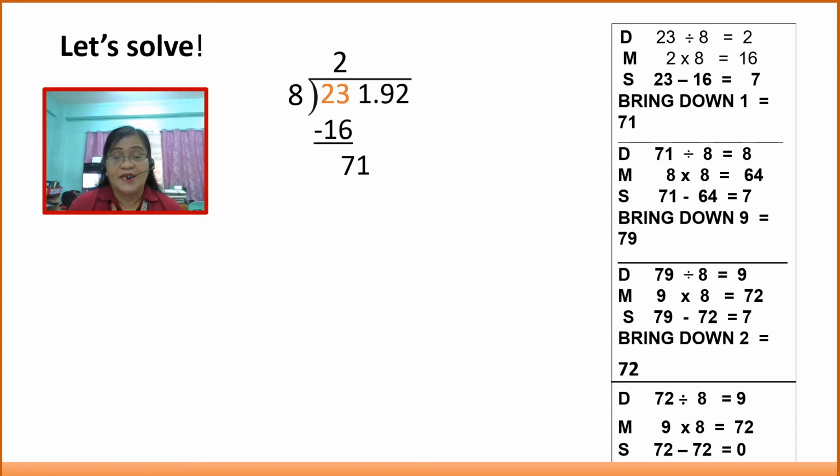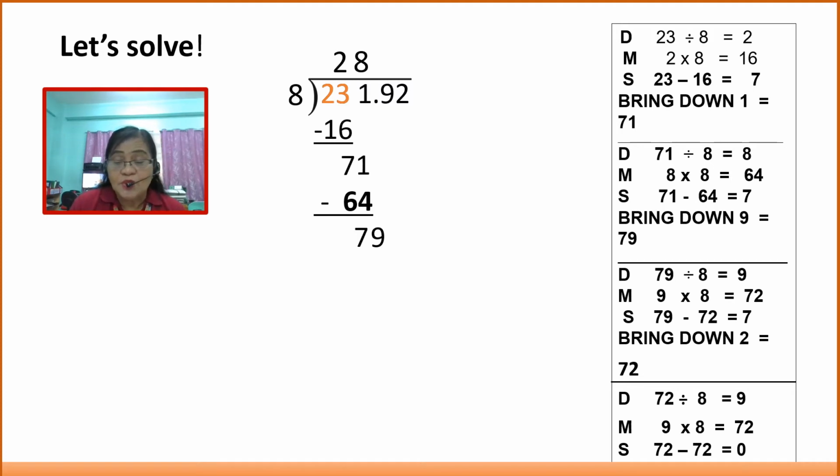71 divided by 8 is equal to 8. 8 times 8 is equal to 64. 71 minus 64 is equal to 7. Bring down 9. We have a decimal point there between 1 and 9.